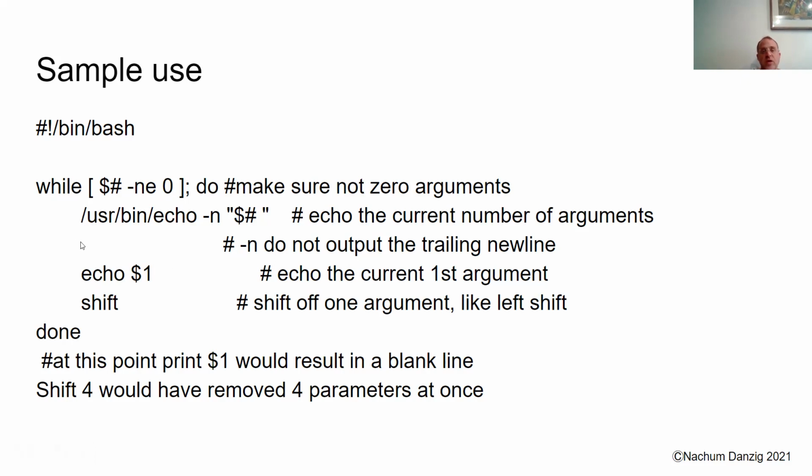Now, if I would try to print $1 after this is done, it would result in a blank line because there is no argument 1 anymore. I've shifted it off. I got all the way to the end and then I shifted it off.